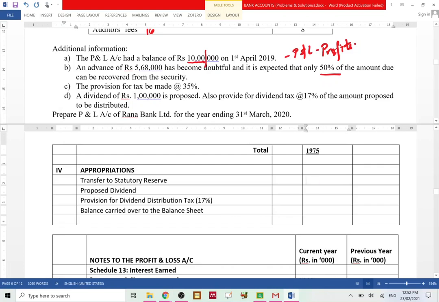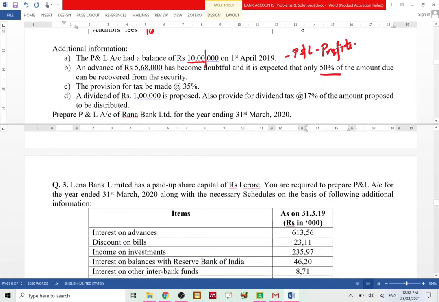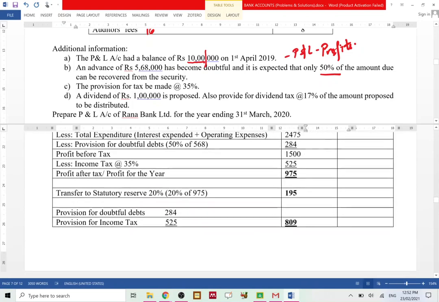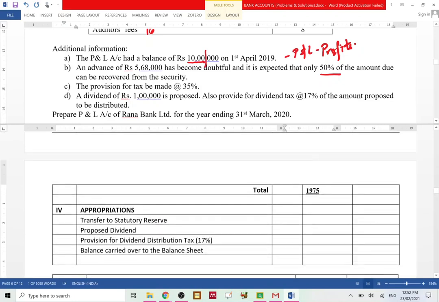We transferred some amount to the statutory reserve, right? We calculated it here. How much did we transfer? We transferred 195 to the statutory reserve. So write that down. 195, bring the amount over here. Were any dividends given during the year? Yes. Dividend of again rupees 1 lakh. We needed like this shortened form in thousands. So 1 lakh proposed dividend will become 100, right? We don't want the one in thousands, we just want 100. So 100,000 was the dividend.